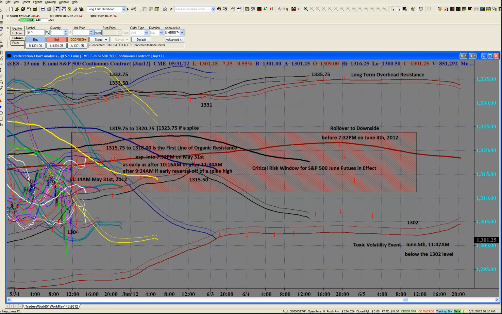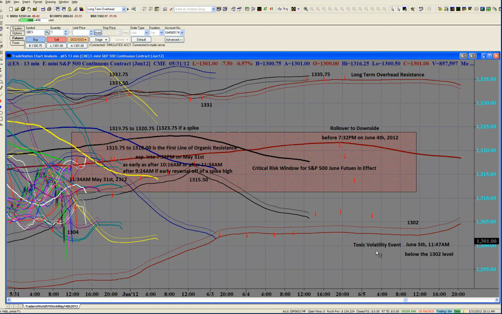So that high that was established over here is a solid high, and you can see these extend a little above the high, but it's a failure in the event of a bounce. And there's an open pocket down to that critical support into the 1282 to 1285 area on a higher time frame. On this time frame, you could see 1302 as a critical area, especially as there's a toxic volatility event that is enhanced after the June 5th period at 11:47 a.m.